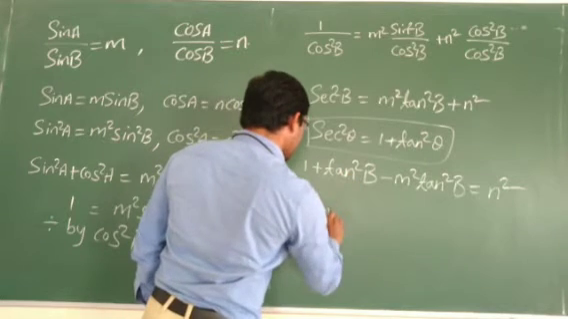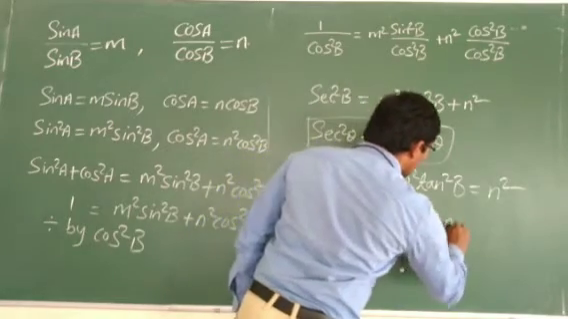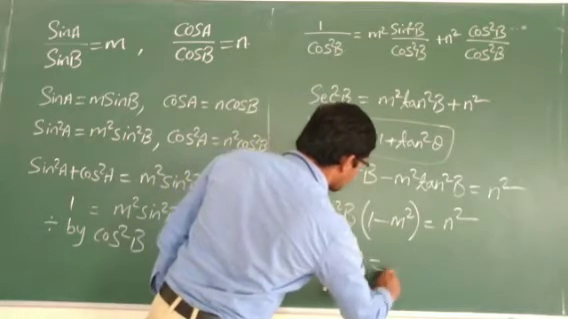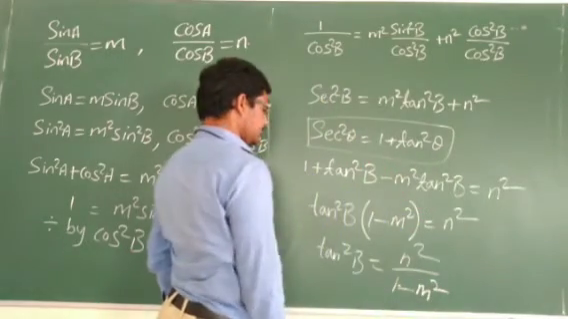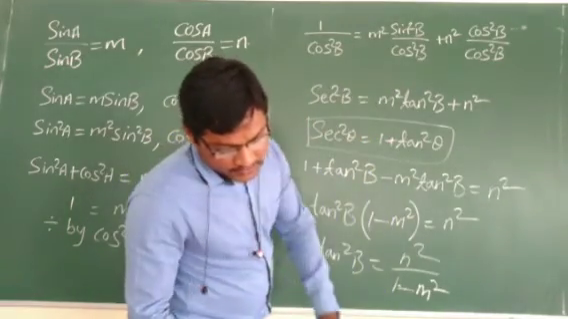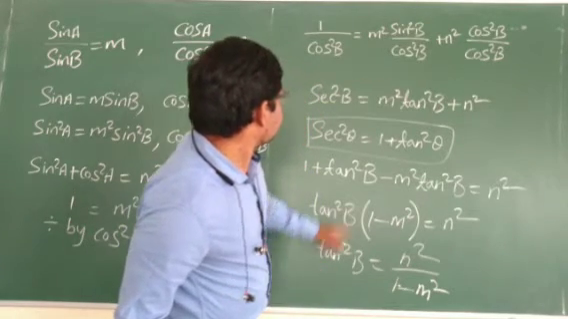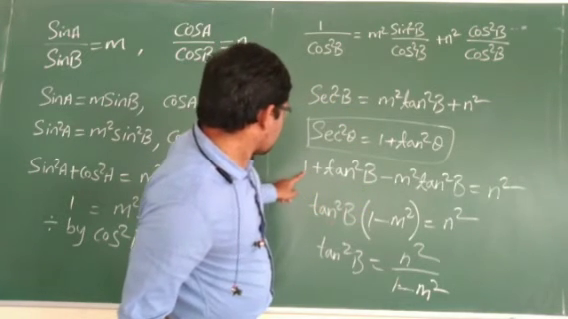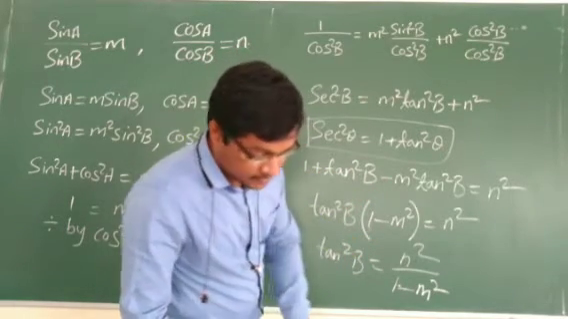Take tan square B common. Tan square B into 1 minus m square is equal to 1 minus n square. Now again tan square B will be equal to 1 minus n square by m square minus 1. So take root on both sides.